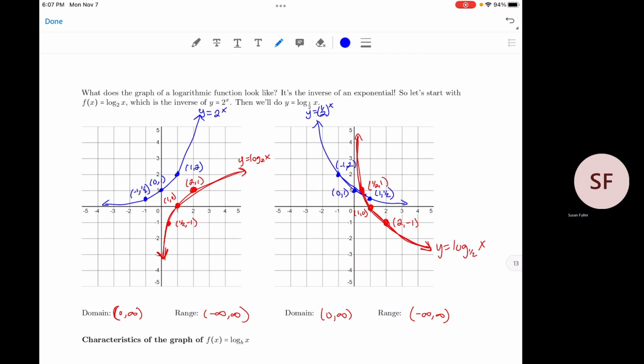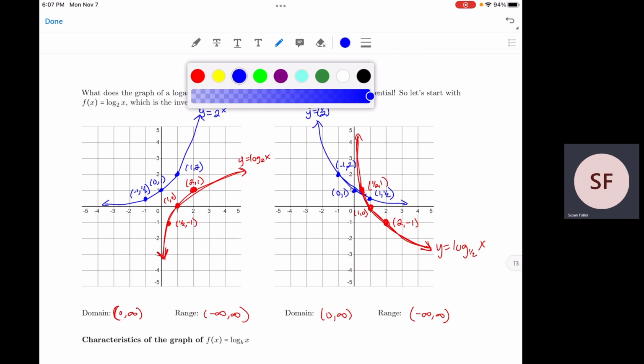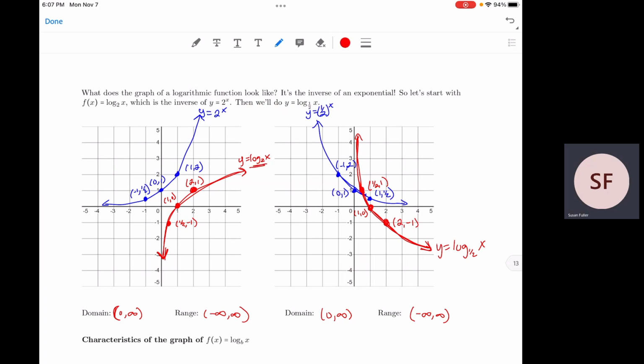logarithm graphs. So on the left side here, this log base 2 of x, if our base is bigger than 1, we're going to be increasing from left to right. And these have a vertical asymptote at x equals 0. The domain of these is 0 to infinity, and the range is negative infinity to infinity. Again, those are switched from the exponential graphs because of inverse functions.